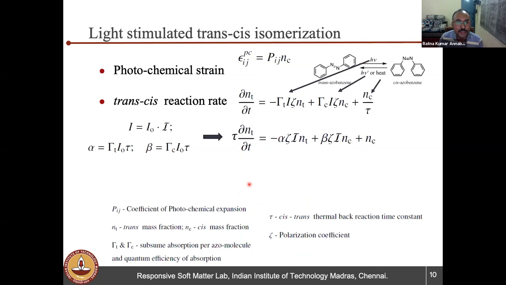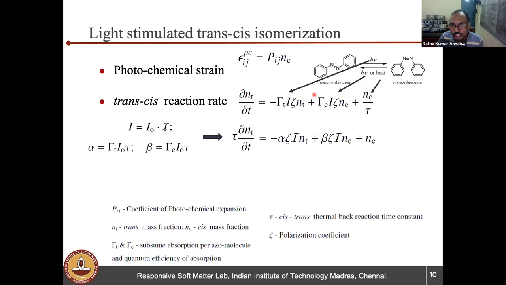Okay, so we have looked at this photochemical strain, which is coming due to trans-cis isomerization. And this P_ij is called the photoresponsivity tensor, which is very similar to, if you think of it like the thermal expansion coefficient, if you want to make a parallel. And this is our photostrain. And when the trans molecule transforms to the cis molecule, what fraction of them change, and at what rate do they change? So this is basically the trans-cis reaction rate, which is a function of the number of trans molecules and cis molecules. And there is also another term.